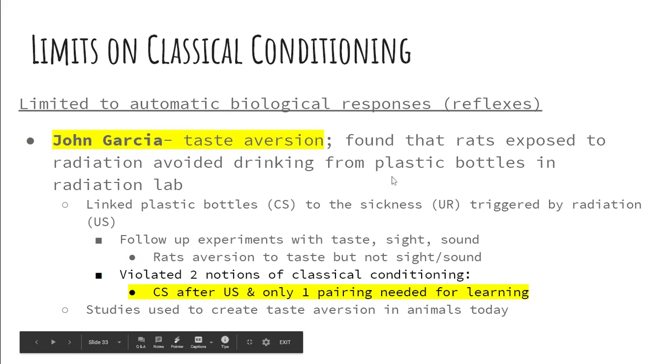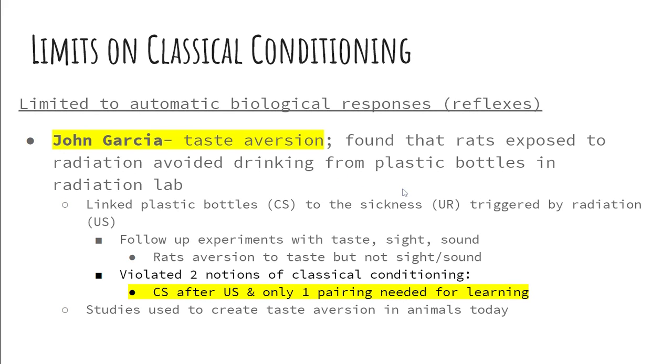And then finally, some limits on classical conditioning. The basic rules are that a neutral stimulus has to come before the unconditioned stimulus for it to be trained. The only time that is not the case is in this idea of taste aversion. This found that rats exposed to radiation avoided drinking from plastic bottles in the radiation lab, and they linked the plastic bottles, a conditioned stimulus, to the sickness of the unconditioned response. But that happened after, right? They threw up and they got sick after they had already drunk from those plastic bottles, right? The sickness should have come right after it, but it happened way after it, and that doesn't make any sense. It doesn't fall into the laws of classical conditioning.